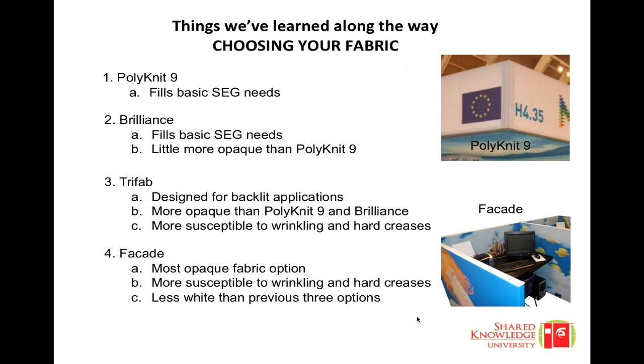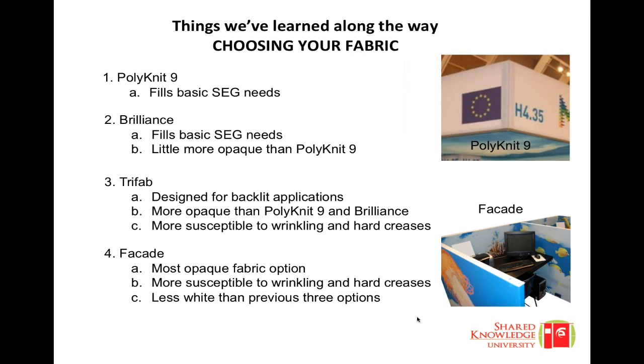The next thing is choosing what type of fabric is going to work best for you for your particular application. There's 4 main fabrics that we recommend that have various uses. Polyknit 9, the workhorse of fabrics, we use that in a wide variety of applications, from banner stands to fabric mural systems here. But Polyknit 9 has the wonderful ability to work with a lot of different systems, and SEG systems are one of them as well. It is a very basic system.